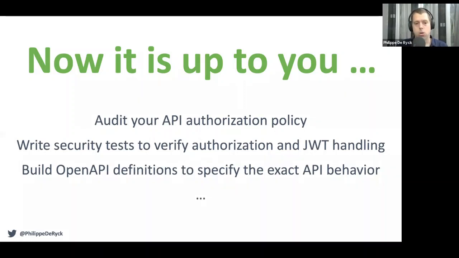And then the third concrete action point is build OpenAPI definitions, write those specs, that API contract to specify the exact behavior, not only for yourself to understand your API and to make sure you have a reference, but also to feed that into security tooling that can actually rely on that API contract. And that kind of tooling will only become more important in the future. So better to start doing that now so that you're ready to start using that for security in the future.